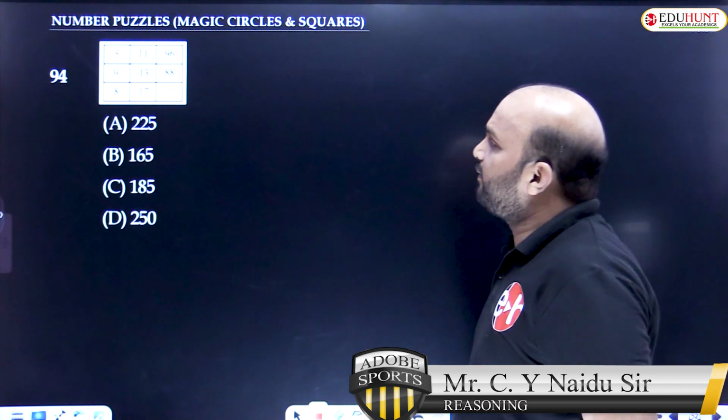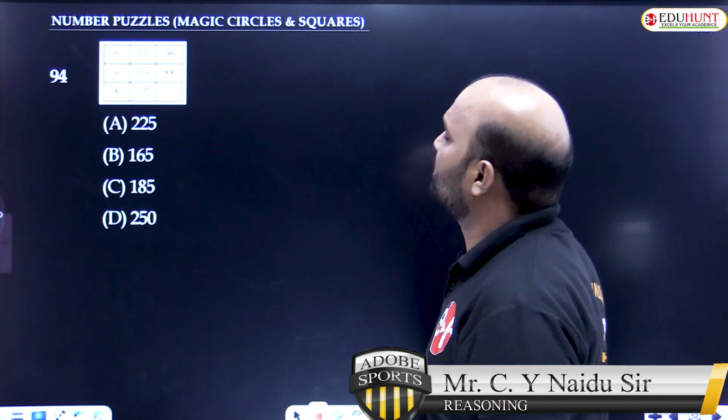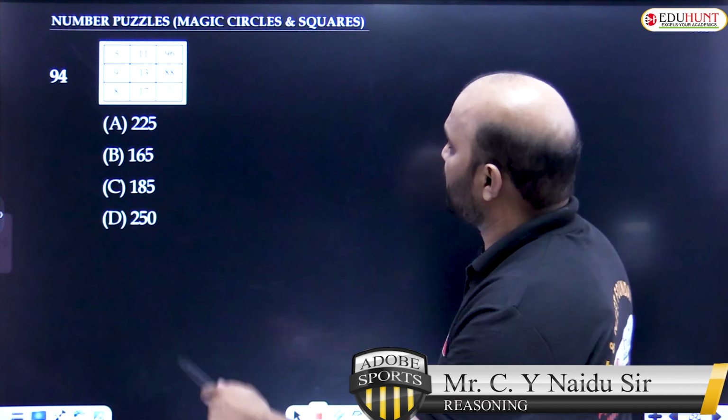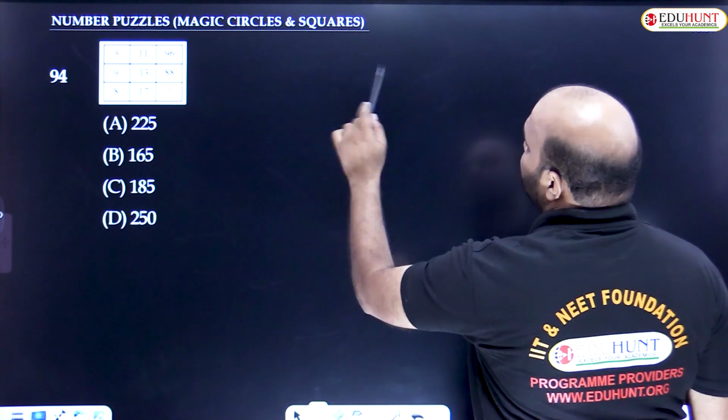Let's go to question number 94. What should come in the place of question mark in that magic square box? Actually, if it looks small to you, I am zooming in a little.